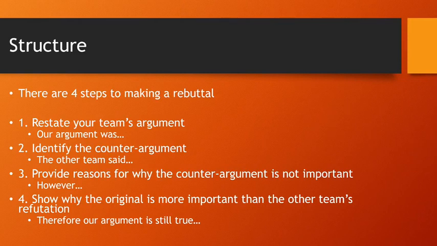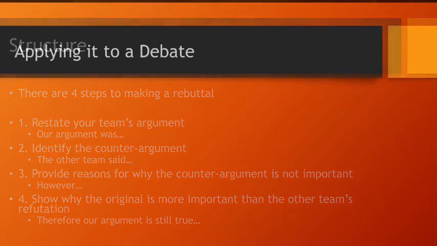So if we continue with the school uniform idea, our argument was that school uniforms are good for school. The other team said that we had no evidence. However, we gave examples of how school uniforms have helped children. Therefore, our argument is still true, and we have shown to you how good school uniforms can be for students. With this example, you now have proven that your argument is stronger and their refutation is weaker now.